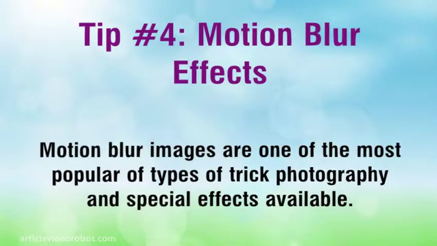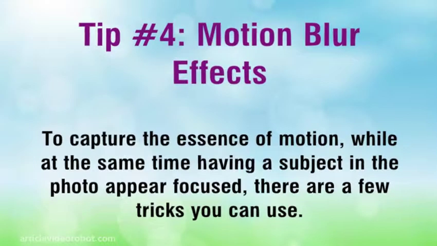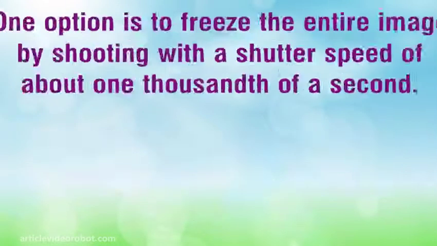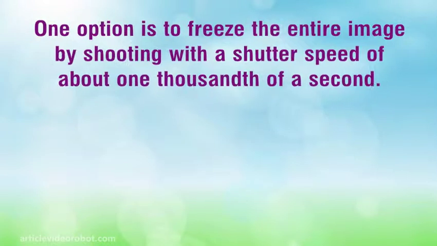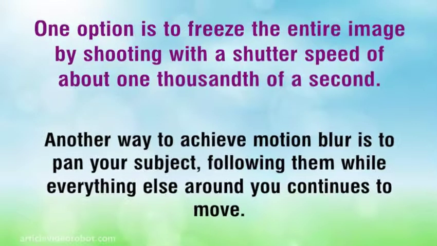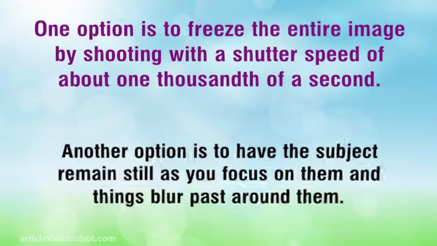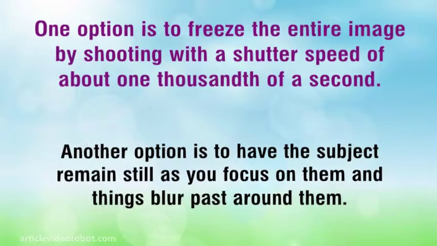Motion blur images are one of the most popular types of trick photography and special effects available. To capture the essence of motion, while at the same time having a subject in the photo appear focused, there are a few tricks you can use. One option is to freeze the entire image by shooting with a shutter speed of about 1/1000th of a second. Another way to achieve motion blur is to pan your subject, following them while everything else around you continues to move. Another option is to have the subject remain still as you focus on them and things blur past around them.